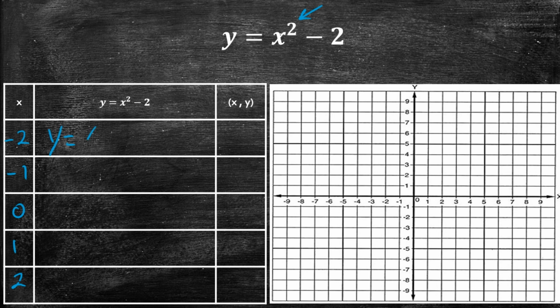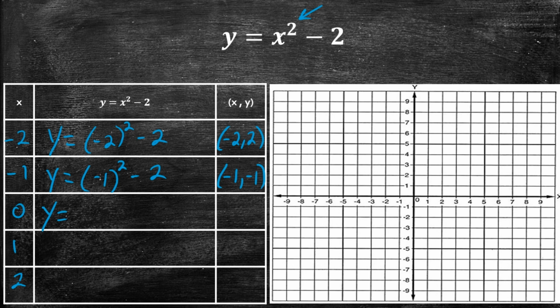Y is equal to negative 2 squared minus 2. Negative 2 squared is going to be 4. 4 minus 2 is 2. So we will have negative 2 comma 2. Next up, negative 1. Y is equal to negative 1 squared minus 2. Negative 1 squared is 1. 1 minus 2 is negative 1. So we will have negative 1 comma negative 1.